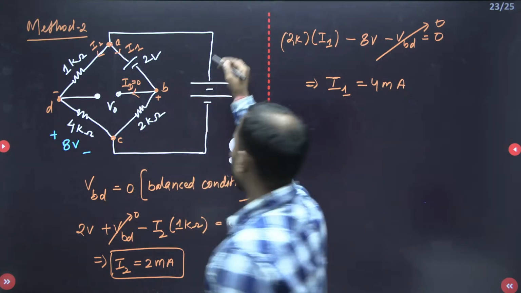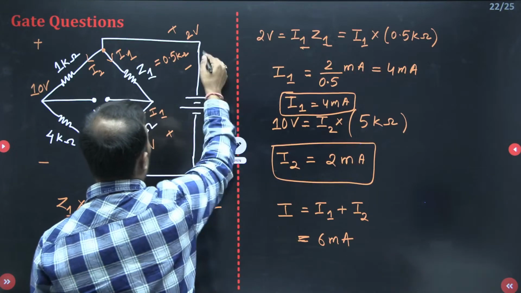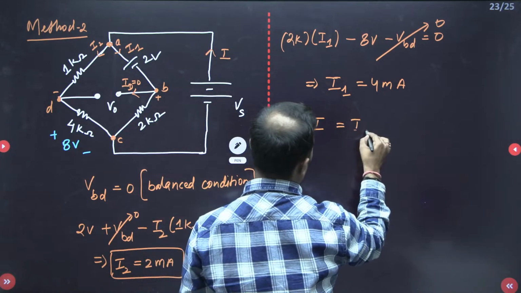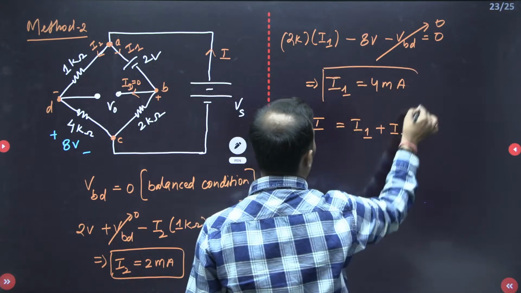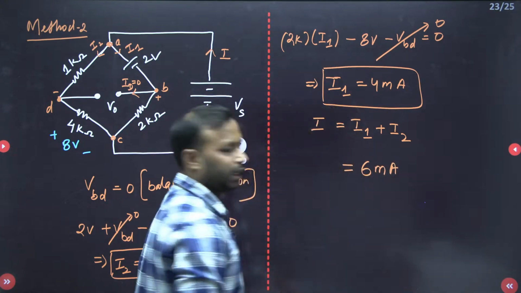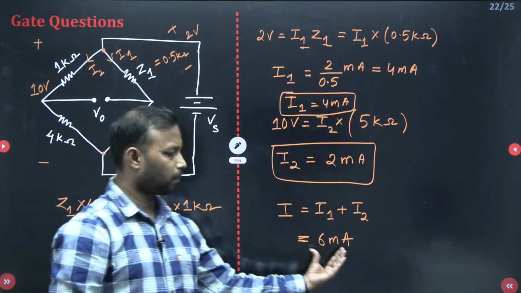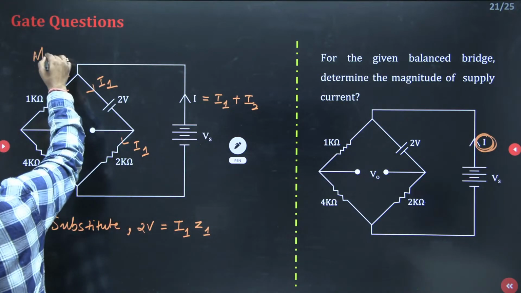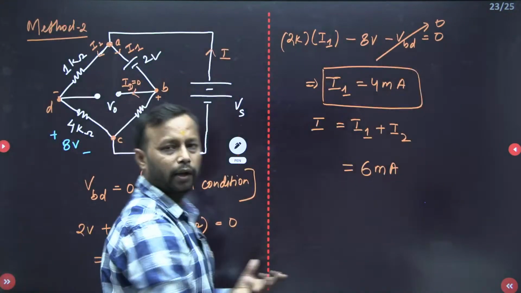So what is the total current supplied by the source? It was IS, or I simply, this is equal to I1 plus I2. I is equal to I1 plus I2. I2 is 2 milliampere. I1 is 4 milliampere. So total 6 milliampere, which is the correct answer for this question, which we have got the same value. So either you use method 1, or you use method 2. From both you are going to get the same result.